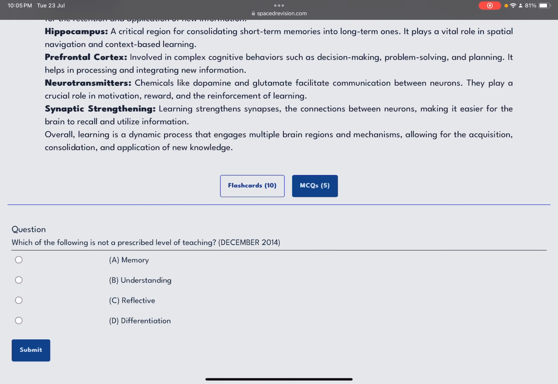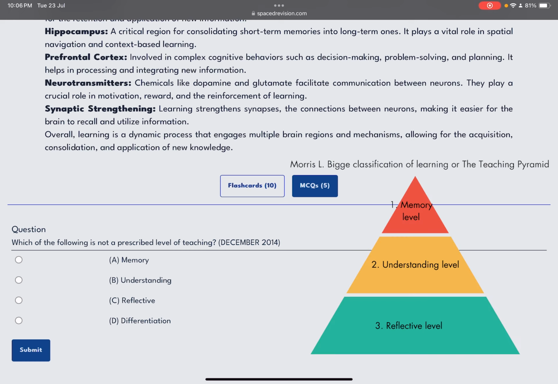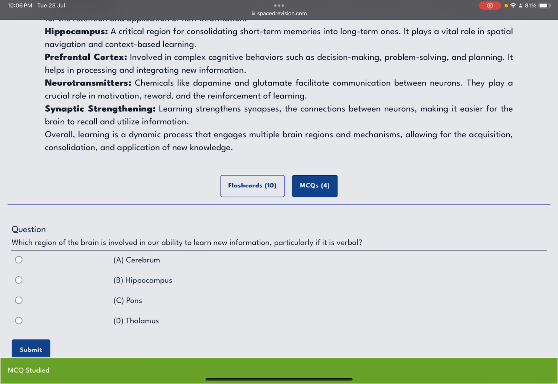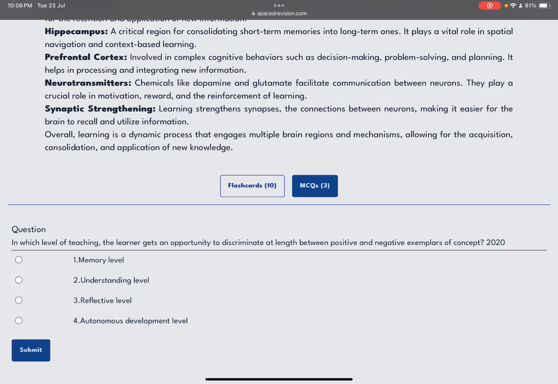Which of the following is not a prescribed level of teaching? It had come in December 2014. Memory, understanding, reflective, and differentiation. We've studied memory, understanding, and reflective, so it's definitely differentiation. Perfect.